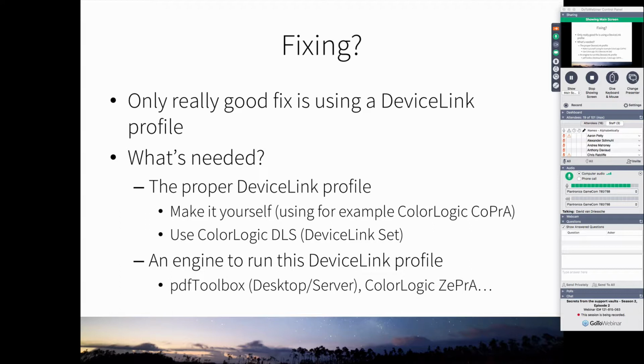An example of such a tool, and of course I'm not objective in this because we work with ColorLogic, so I'm going to use them as an example here, but an example of a tool that can make a DeviceLink profile to do tack reduction or to do ink save is ColorLogic Copra. That application allows you to say, what's the color space that I have in my document and how much ink do I want to reduce, and then it will make a DeviceLink profile for you.